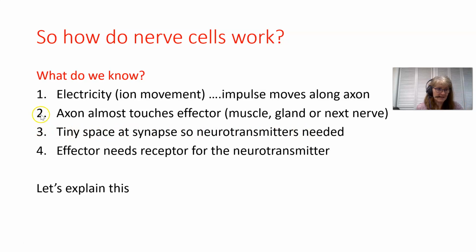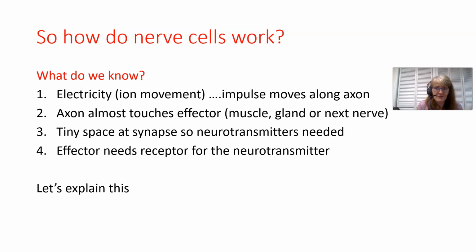So neurotransmitters are required to jump across that tiny gap. But just like in my house, a cable is required. That axon must almost touch the effector, and then the effector has to have a receptor for the neurotransmitter.